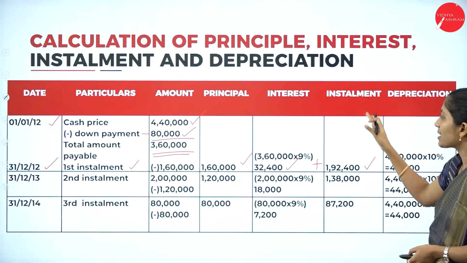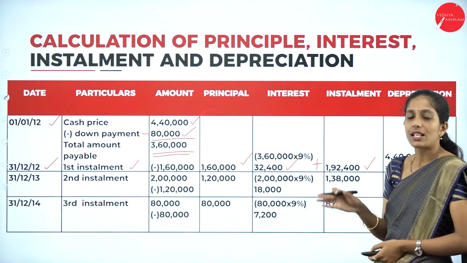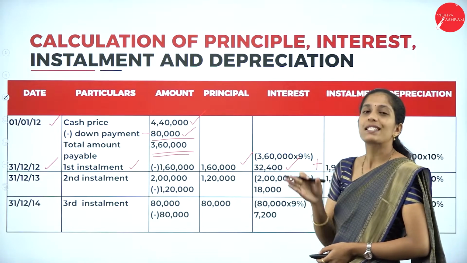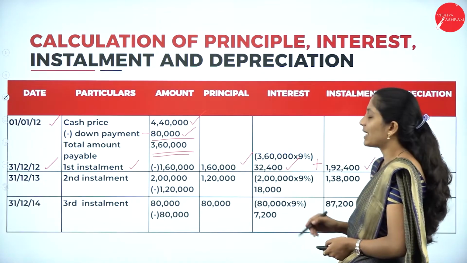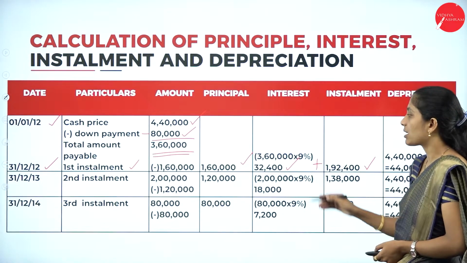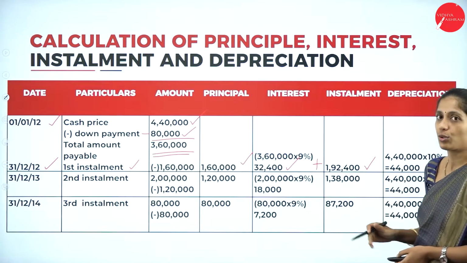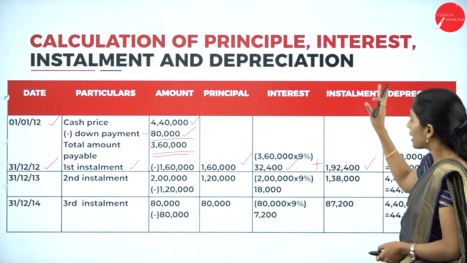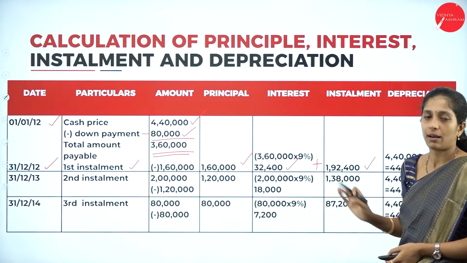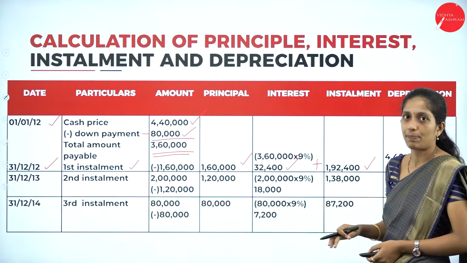1,92,400 is the installment amount. So installment is equal to principal plus interest. Here principal is 1,60,000 plus interest 32,400. So installment amount is 1,92,400. For the time being we shall calculate till installment. Later we shall calculate the depreciation.